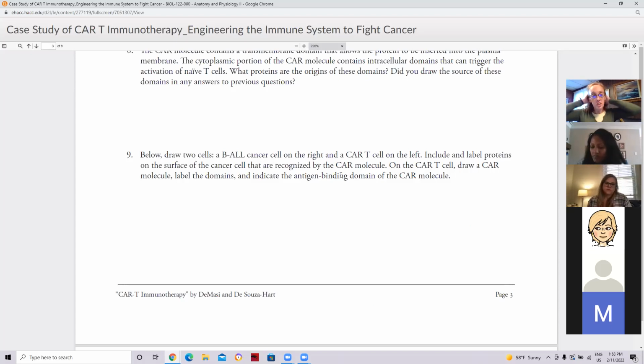Below, draw 2 cells, a BALL cancer cell on the right and a CAR T cell on the left. Include and label the proteins on the surface of the cancer cell that are recognized by the CAR molecule. You guys, what 2 proteins are they?